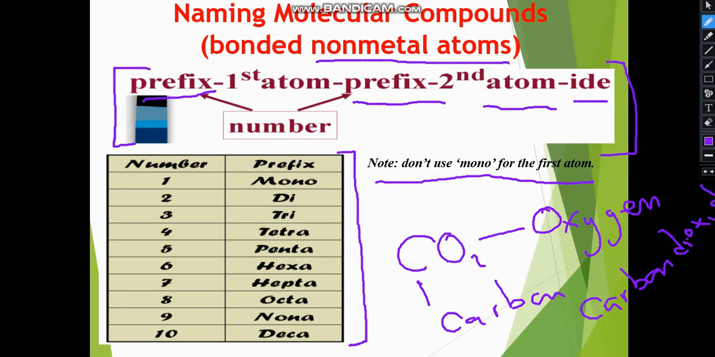Okay, so let's practice these rules. Let us look at this example. We have N2O5. So what name can we give this molecular compound? We have seen that this compound has nitrogen and oxygen. How many nitrogens are there? There are 2. So it will start with di. After writing di, we'll put nitrogen, dinitrogen.